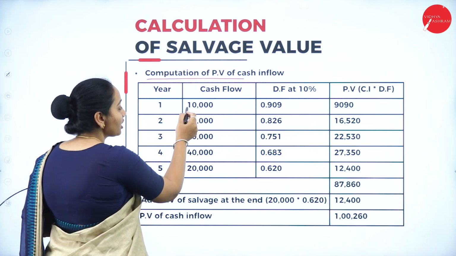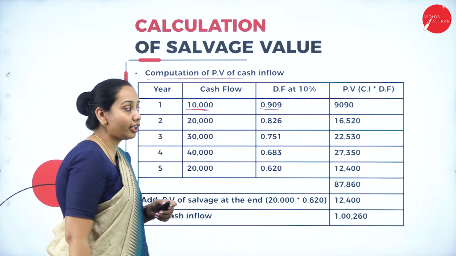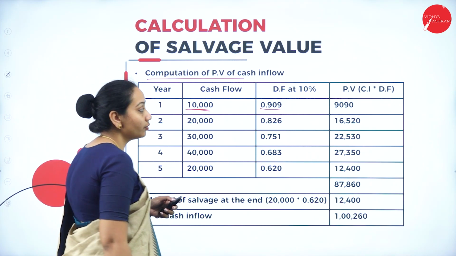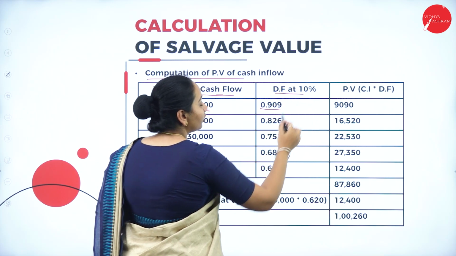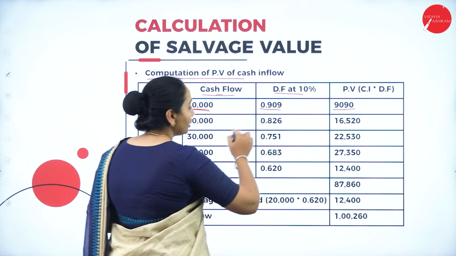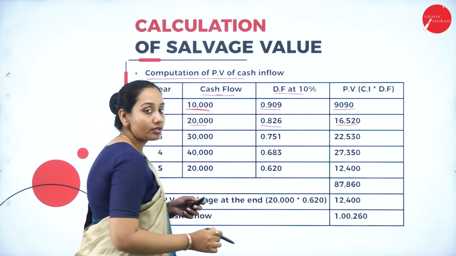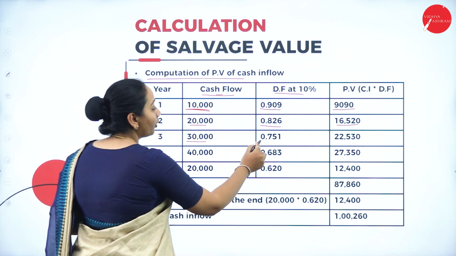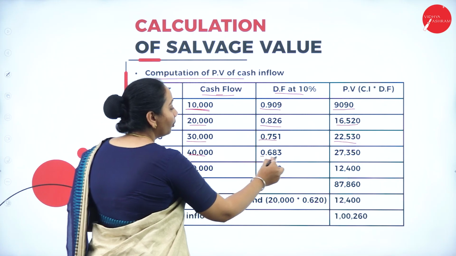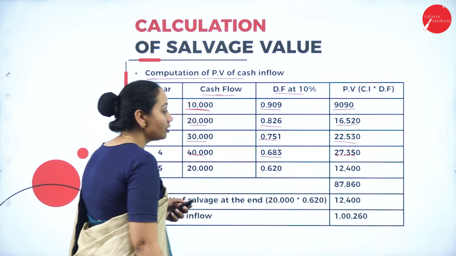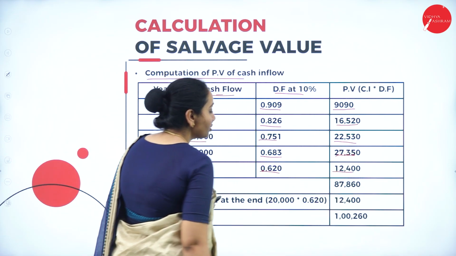For the first year, as per the question, the cash inflow is 10,000 and the discount factor at 10% is 0.909. To calculate the present value, we multiply cash inflow into the discount factor. So we'll get 9,090 rupees. 20,000 into 0.826 will get 16,520. Then 30,000 into 0.751 will get 22,530. 40,000 into 0.683 will get 27,350. 20,000 into 0.602 will get 12,400.